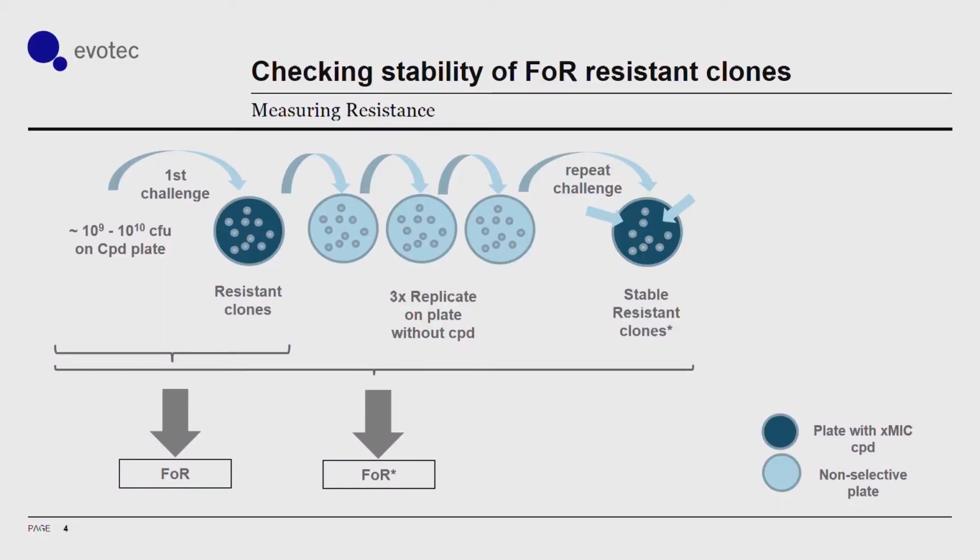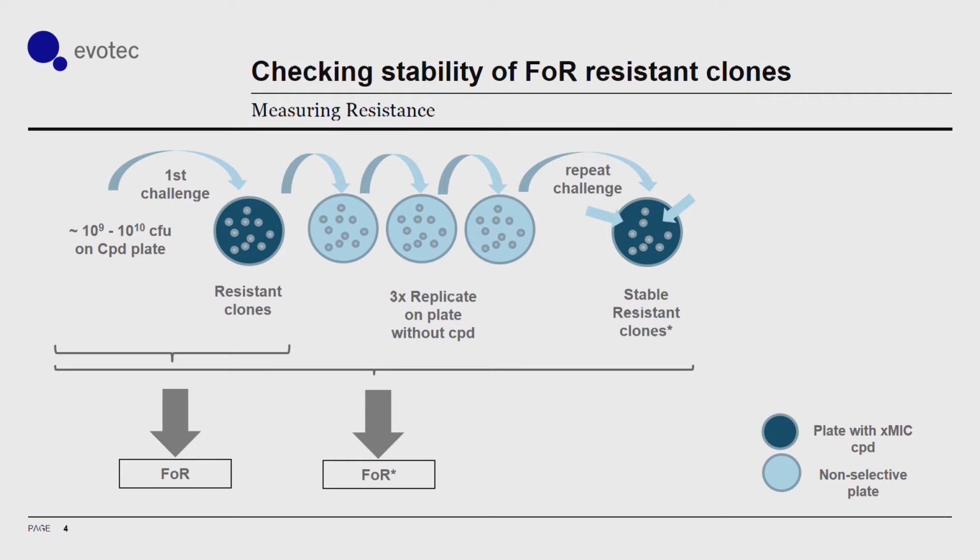So the first one is to check the stability. What it means is that once you have selected your resistant mutants, you should streak those clones onto non-selective plates one, two, or three times, and then restreak those clones on the challenge plate. In doing so, you will realize that some of the clones will disappear. Basically, the resistance was unstable. A lot of people forget that, but it's actually very important because you need to correct the frequency of resistance that you measured before to a new one.